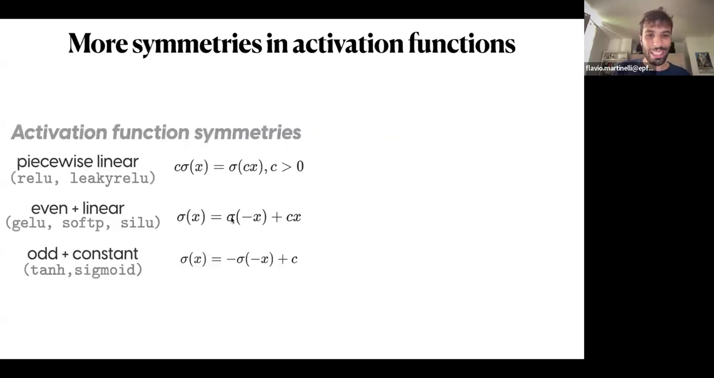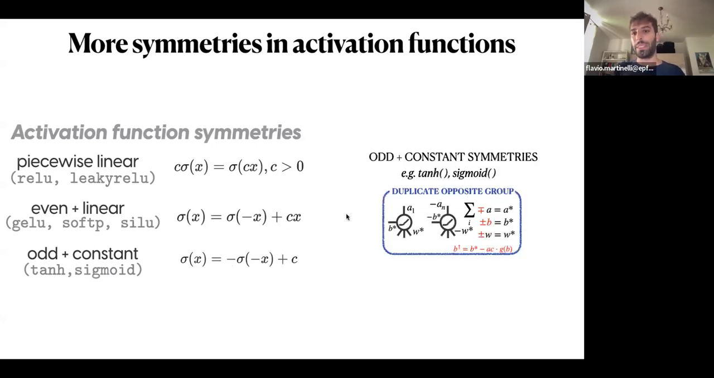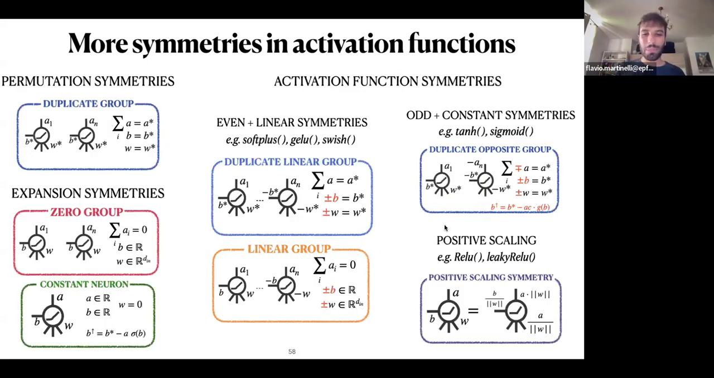Good. And then the very final one is for odd activation functions. This is very easy. You can basically learn the opposite input weight vector here and then flip the sign of the output weight vector, and then you will have the same function. So there is an extra symmetry, which I call duplicate opposite group.